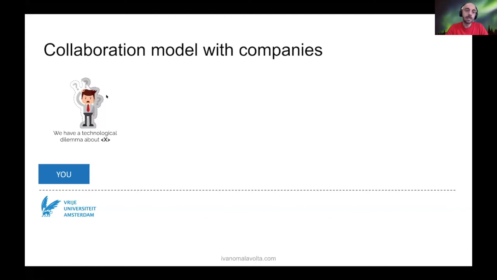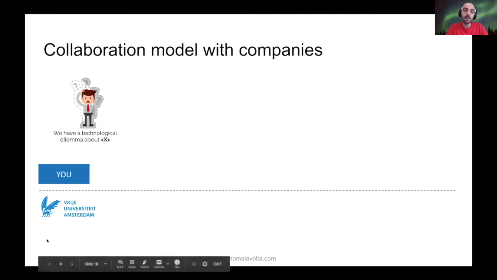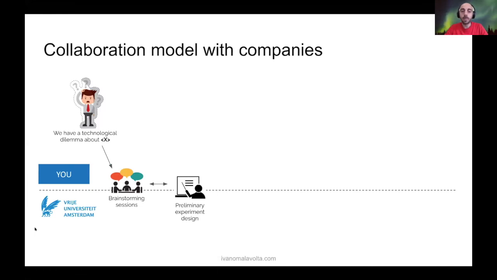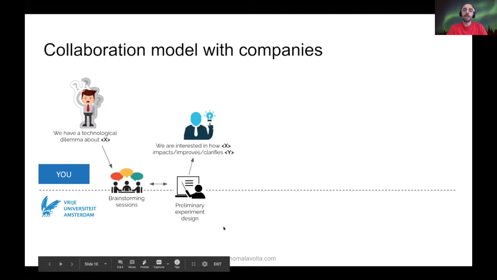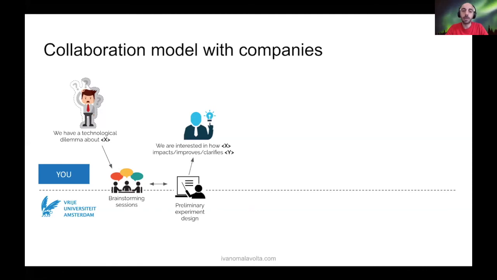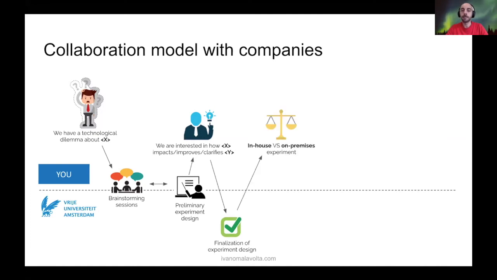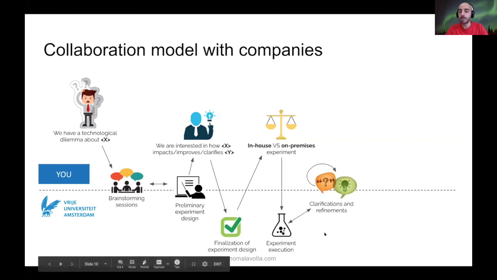So basically it all starts from a technological dilemma that we already mentioned. Then we do brainstorming sessions together for preparing a preliminary experiment design. And then after we refine the initial technological dilemma according to our brainstorming sessions, we finalize the experiment design. We decide together if we want to do the experiment in-house, in our Green Lab, or on premises at the company. And then we execute the experiment together.